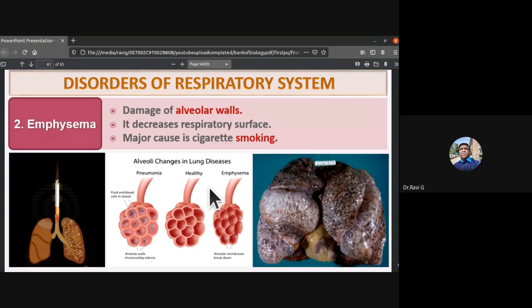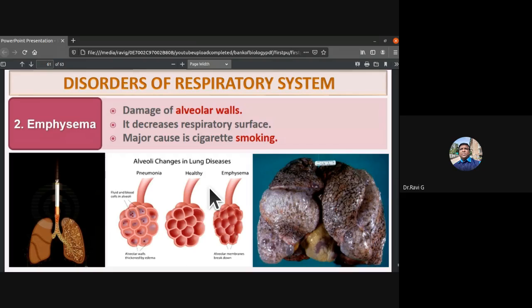An active smoker is one who is smoking. A passive smoker is one who is inhaling the smoke. So the effect on a passive smoker is more than on an active smoker. They have this nicotine which is there in the tobacco. It is a carcinogenic agent.